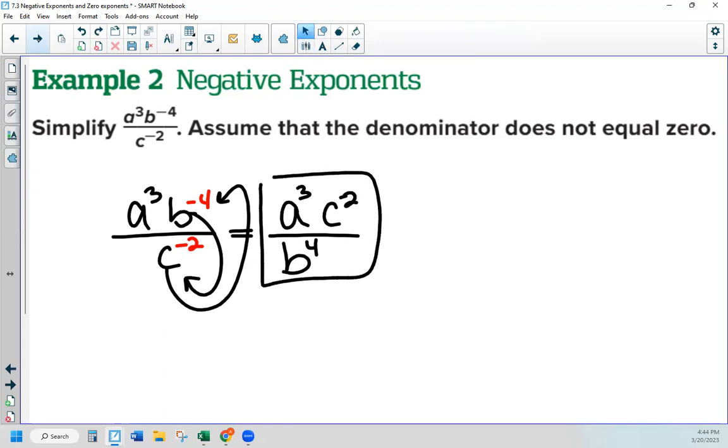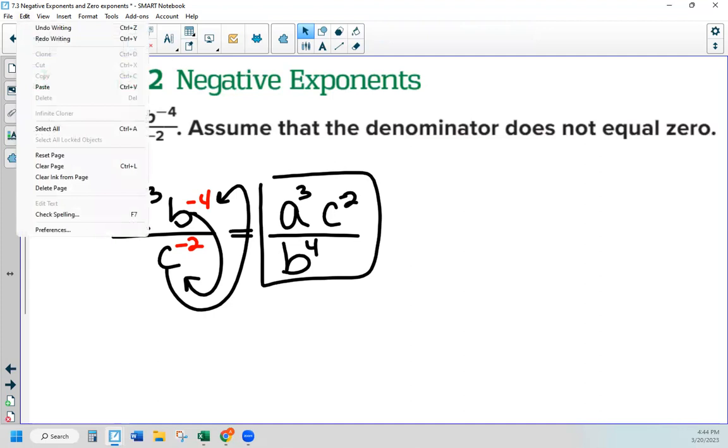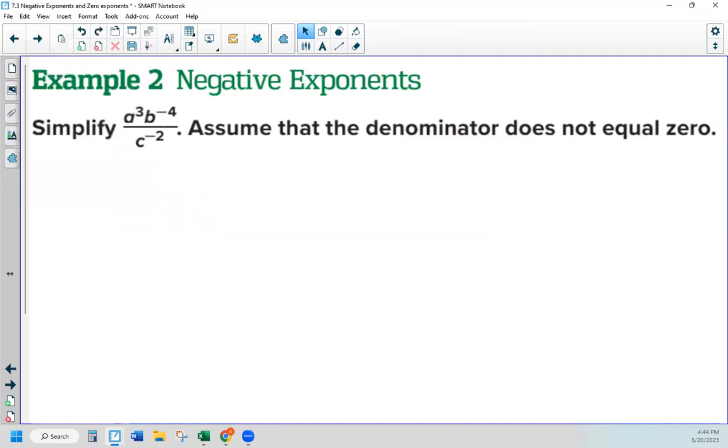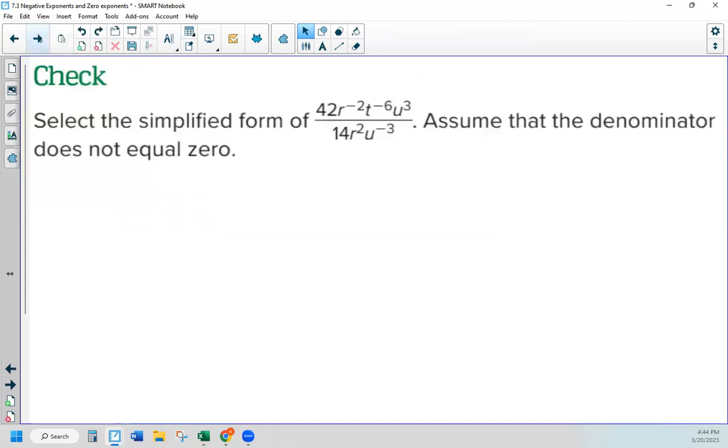You just learned everything you needed to learn. So pretty much, the 0 property: anything that's to the power of 0 turns into a 1. It doesn't matter how crazy complicated you think the number is. If it's to a power of 0, it'll become 1. And anything that has a negative exponent, just switch it to the opposite side of where it's at in the fraction, whether the top or the bottom. Go ahead and pause it right now and try this check problem.